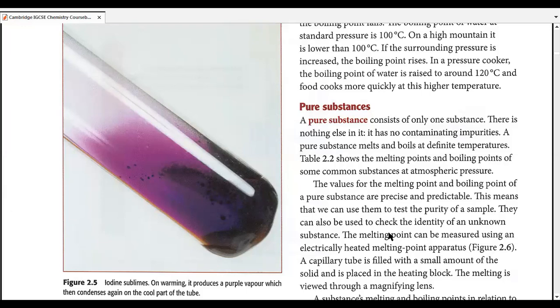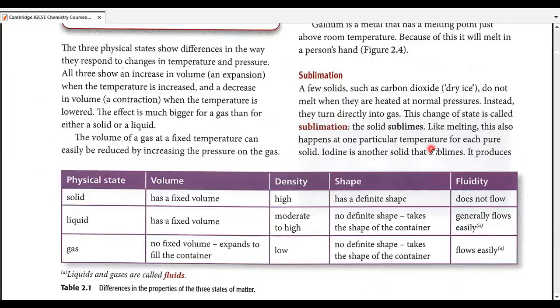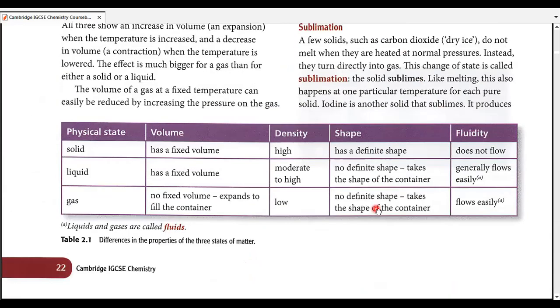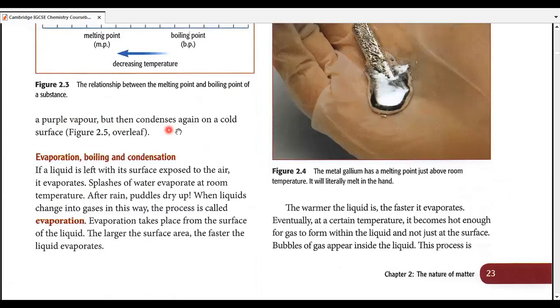All right, class. So, moving on. Getting back to the point where we were. So that is the example of iodine. As I said, it produces a purple vapor, but then condenses back again into a gray-black solid on the colder surface. Moving on to the next definitions.